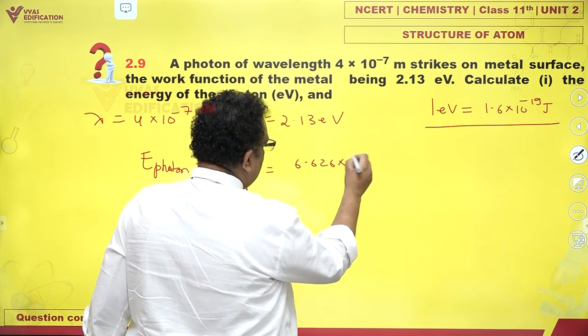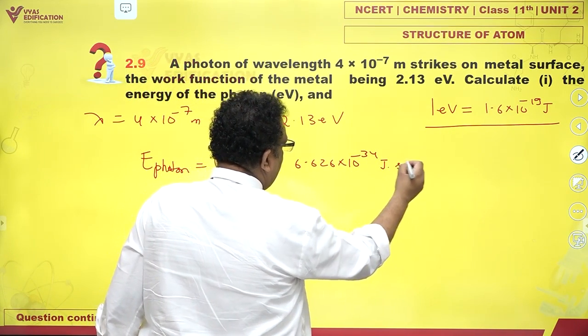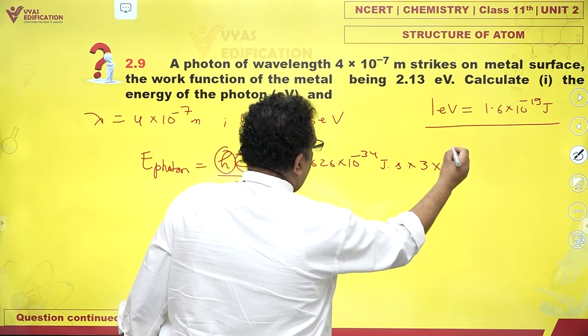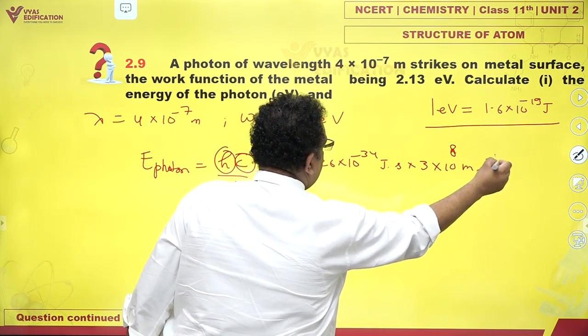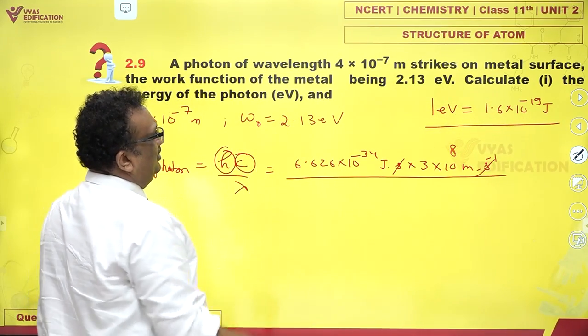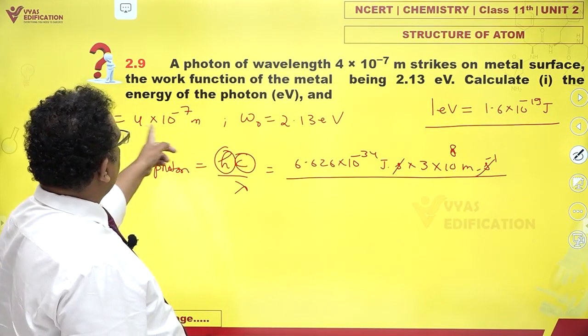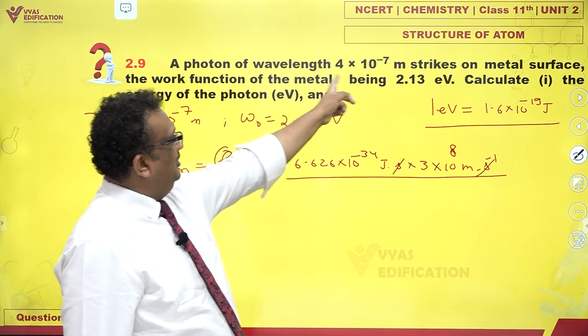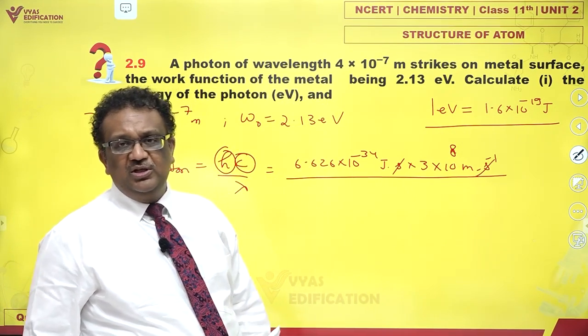6.626 into 10 to the minus 34 joule second. 3 into 10 to the 8 meters per second. We know that lambda is, say, 4,000 angstrom units. That is 4 into 10 to the minus 7 meter, which is 4,000 angstrom units.